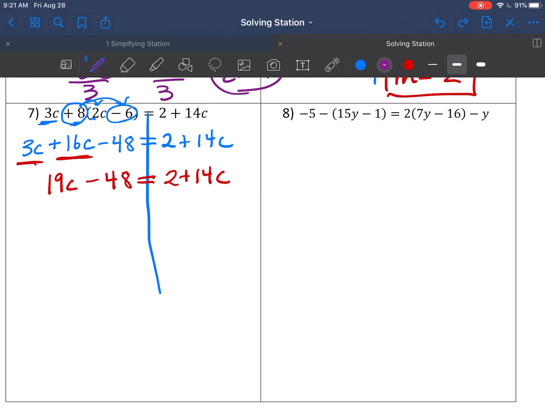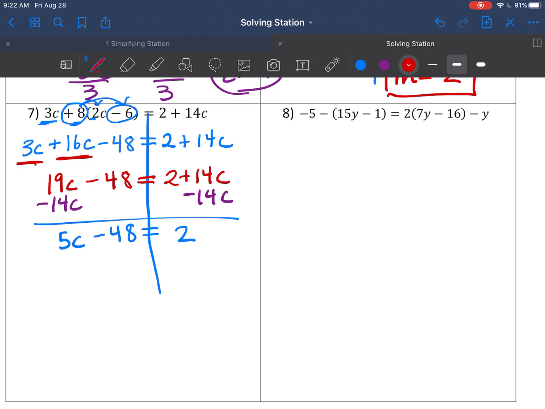Okay, so this is another situation where we have c's on both sides. And so I always like to work with a positive amount of c's. And so I'm going to get rid of these 14c's so that I have 5c minus 48 on the left equals 2 on the right. Now we're ready to isolate the c term by adding 48. Got to take care of that 48 first, leaving us with 5c on the left, 50 on the right.